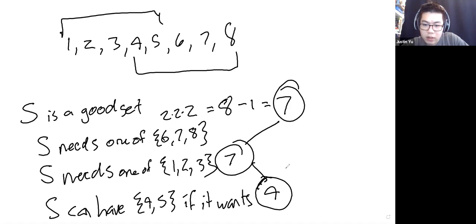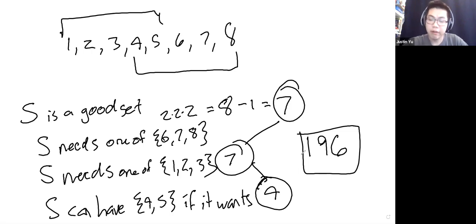So when we multiply these all together, we get 196. All right, if anybody has any questions or if the slide is a bit confusing, please ask.